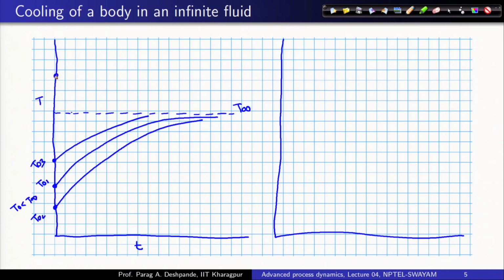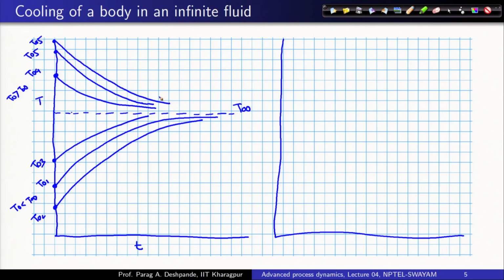And when T 0 is greater than T infinity, then what I will see is exponential decay like this, and all of them would go asymptotically to T infinity, right.